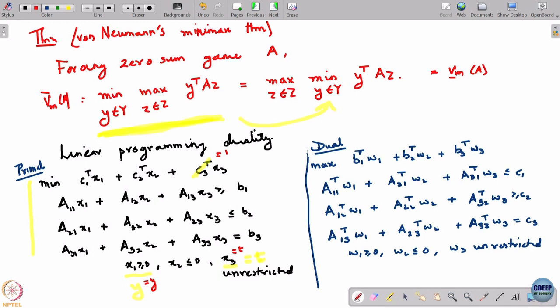There is no term in Y in the objective, so C1 and C2 are both 0. There is also no variable x2 which is less than or equal to 0, so all coefficients of x2 can be put as 0. So all of these are taken as 0. Is this fine?